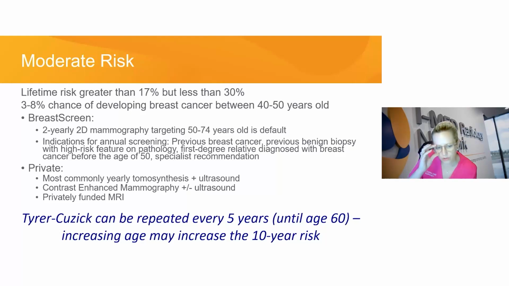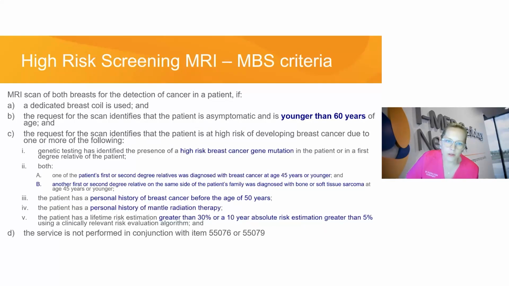Important to note here, this can be repeated every 5 years, as increasing age will increase their 10-year risk. I say until the age of 60 because that's when the Medicare MRI rebate ends at 60. So talking about MRI, this is the high-risk screening MRI MBS criteria. So as I said, younger than 60, so they need to either have a high-risk cancer gene mutation, which is pretty self-explanatory.